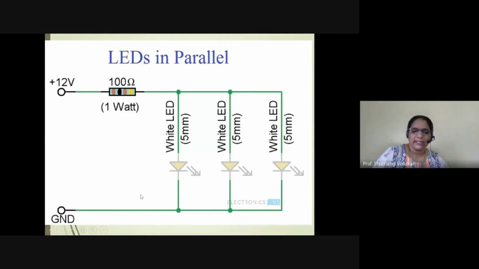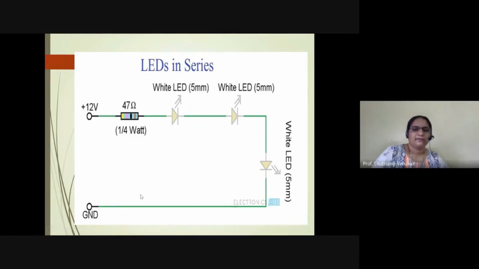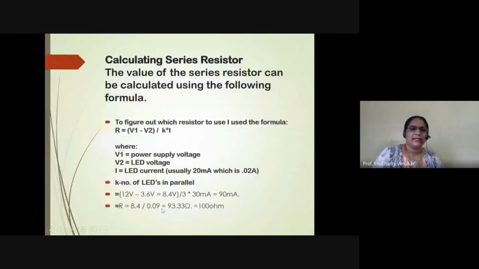And what happens in series? What happens in series? As there is one path only from start to end, constant current is flowing, but the voltage drop across the different LEDs is different. Okay, clear? So you just do a practice.